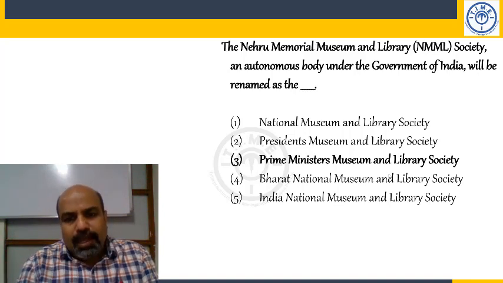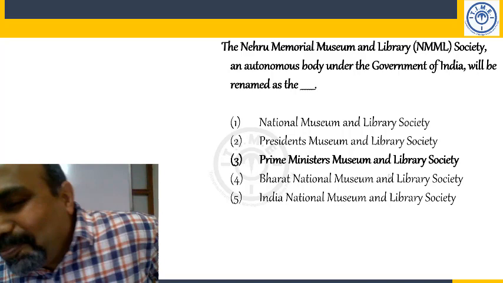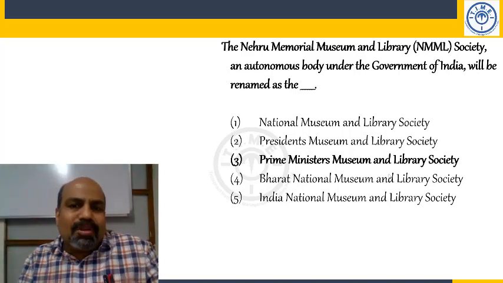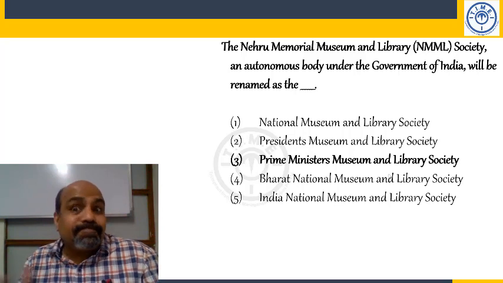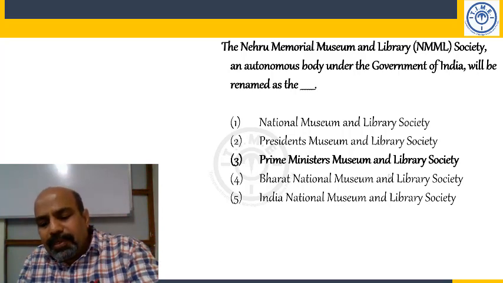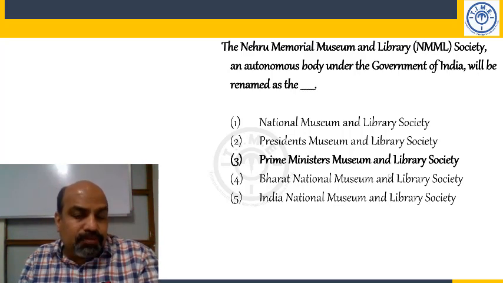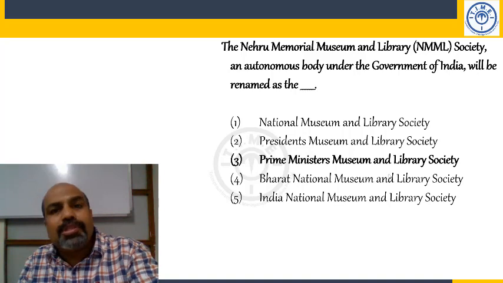The current government didn't call it Narendra Modi Museum and Library Society. They call it Prime Minister's. Whoever becomes Prime Minister, well, Prime Minister. But politics has its own weird ways. It was started in 1964 by Lal Bahadur Shastri in Teen Murthy Bhavan.